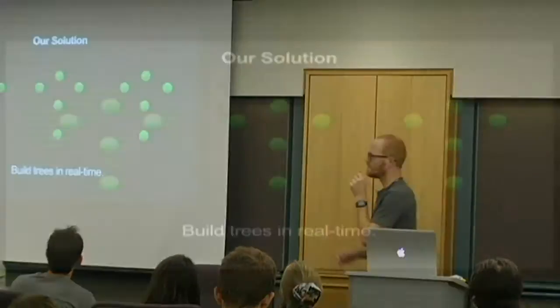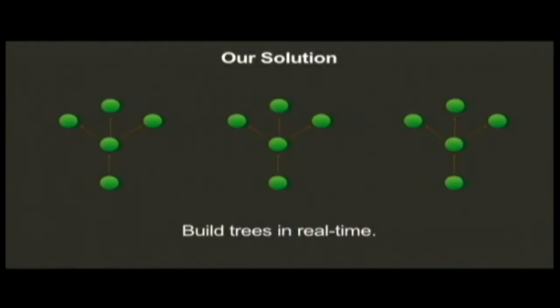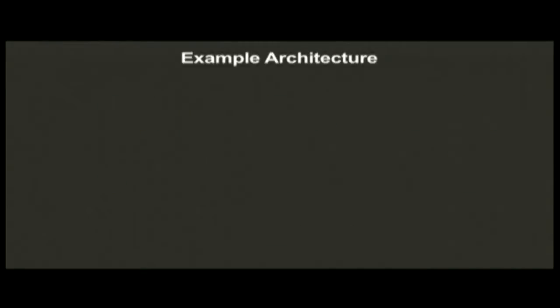We build all of our trees in real time. As we receive edge data from the website, from BuzzFeed.com, we incorporate it into our graph as they come in, so just as quickly as possible. So let me explain a little bit how that works.